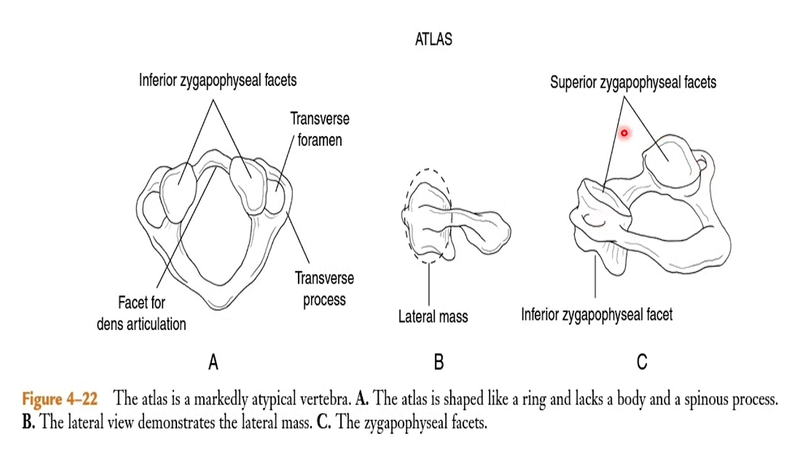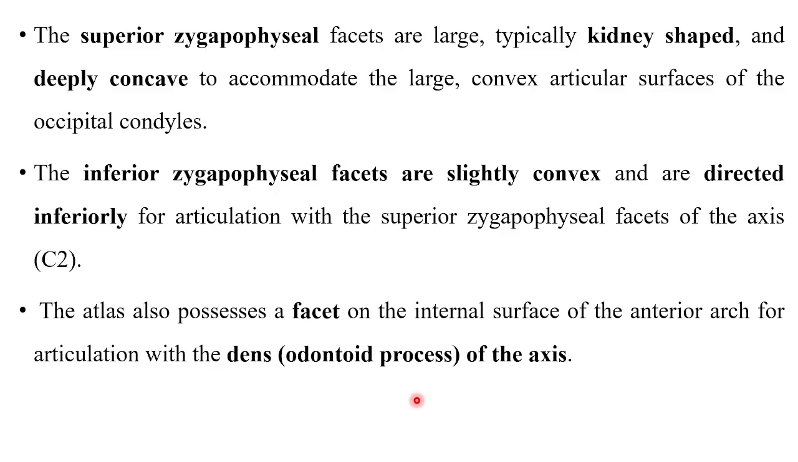In this facet, your occipital condyle will be articulating and forming the atlanto-occipital joints. The superior zygapophyseals are large, typically kidney shaped and deeply concave to accommodate the large convex articulate surface of the occipital condyles, hence forming the atlanto-occipital joints. The inferior zygapophyseal facets are slightly convex and are directed inferiorly for articulation with the superior facets of the axis.